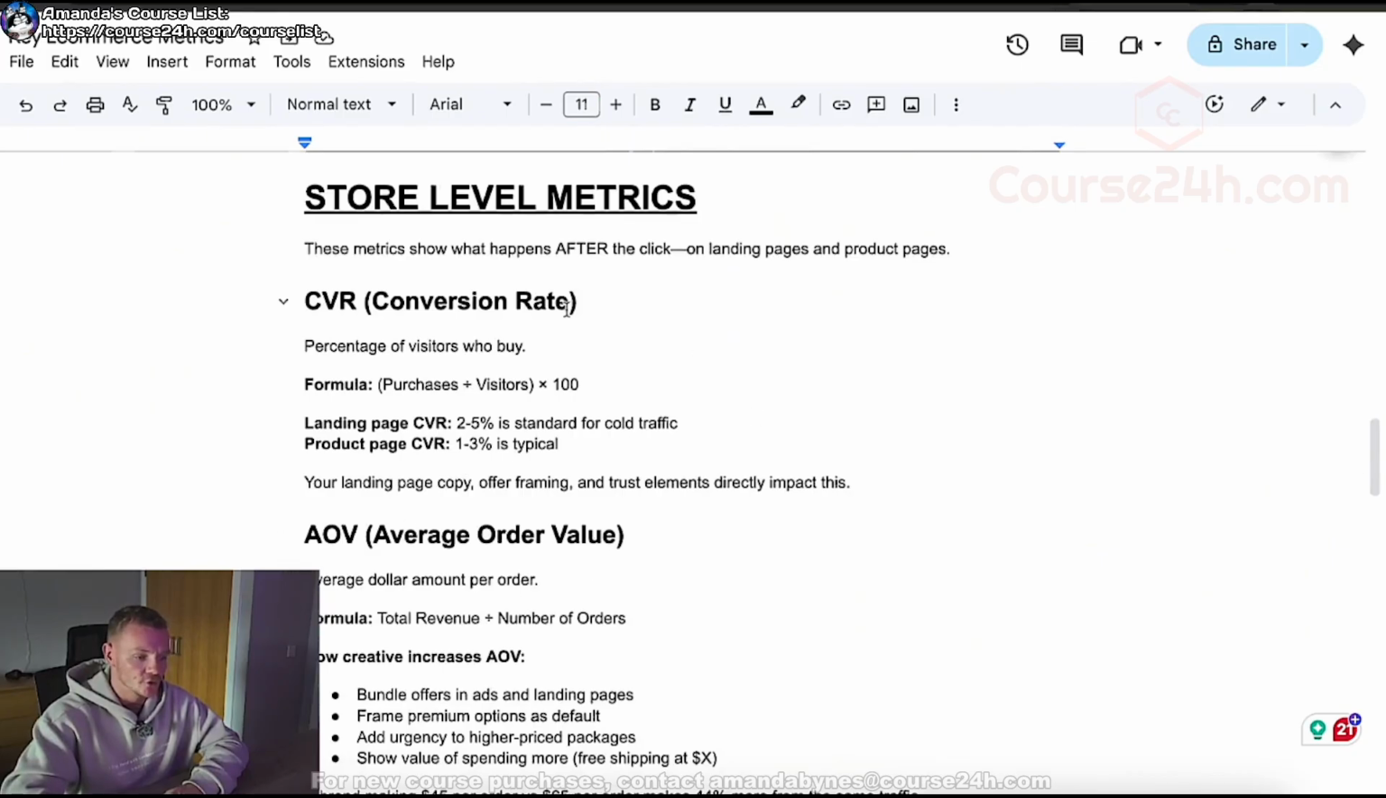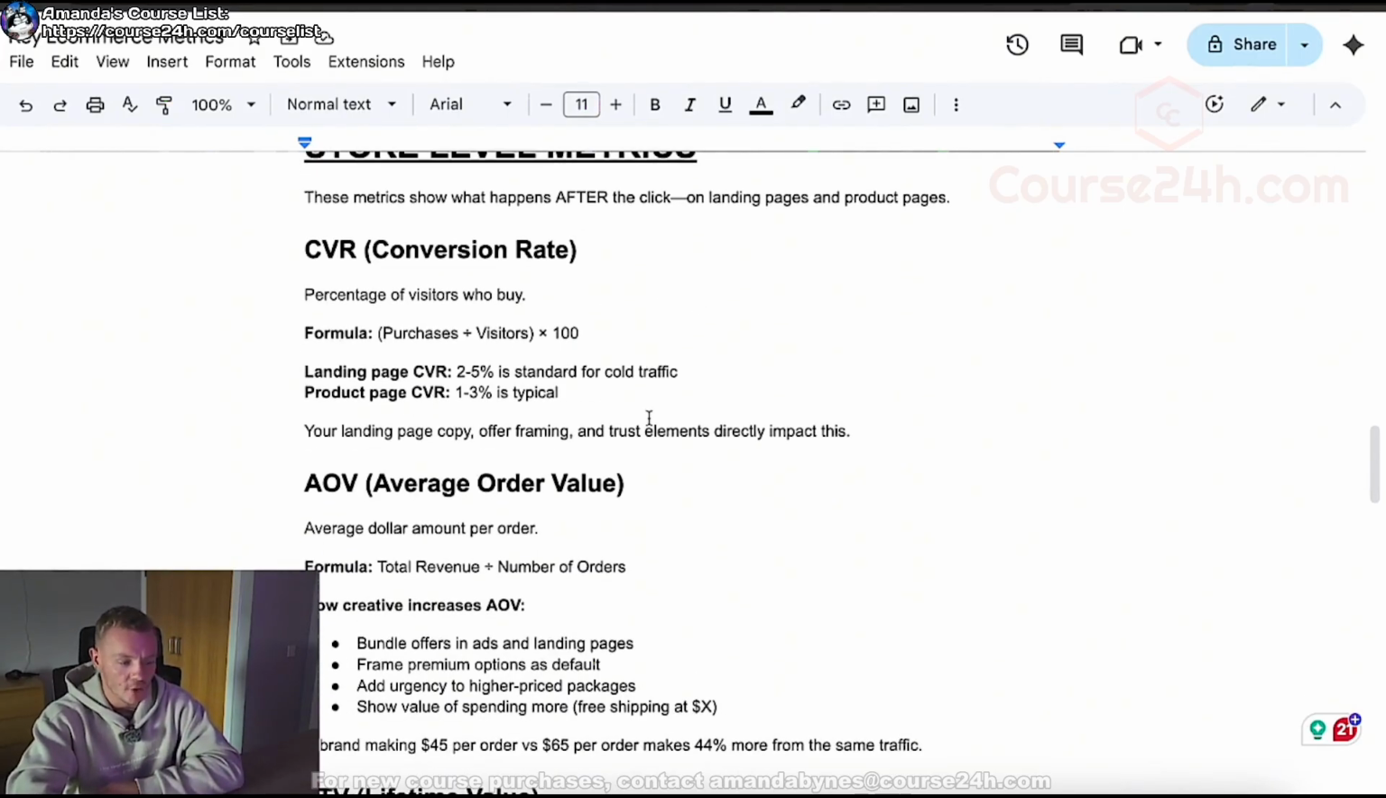Now, we're going to move into store level metrics. So this is what happens after the click, on the landing pages and product pages. Basic one, conversion rate. How many people convert on the landing page? So for e-commerce, 2 to 5% is typically really good for cold traffic.